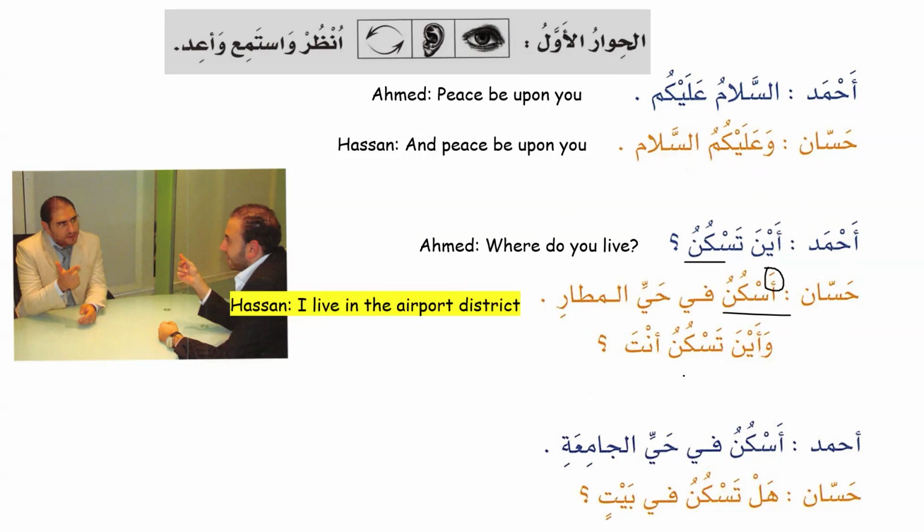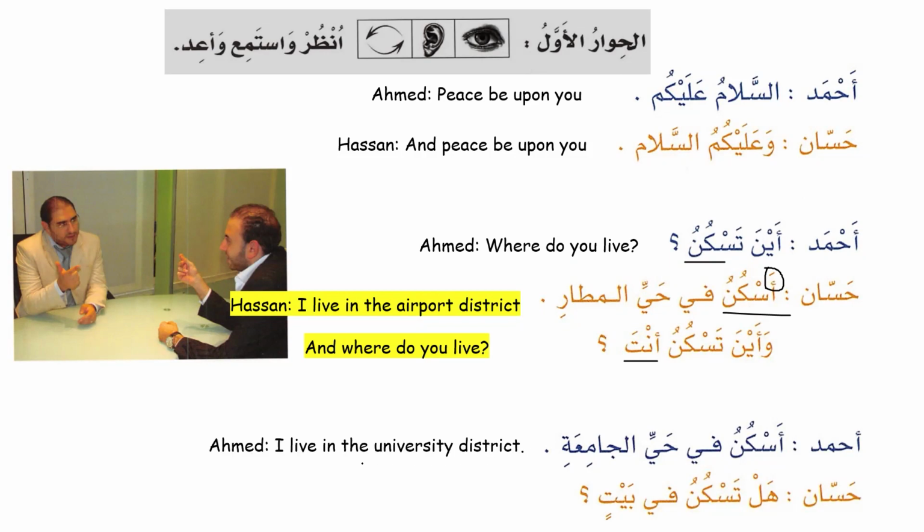Wa aina taskunu anta. Now here, anta is used for emphasis, or just to make sure you're talking to the second person. When you say wa aina taskunu, it means and where do you live. However, if you say aina taskunu anta, it becomes emphatic and clearer that you're talking to the person right in front of you. So wa aina taskunu anta, and where do you live. Ahmed says, askunu fi hayil jamiati. I live in the university district. Askunu, I live. And Hassan says, Hal taskunu fi baytin?